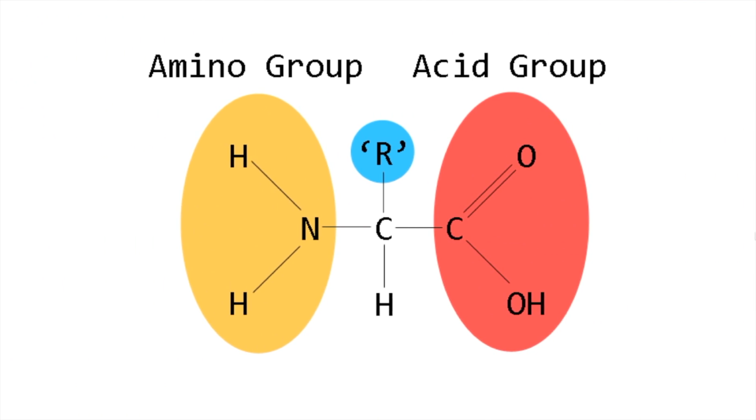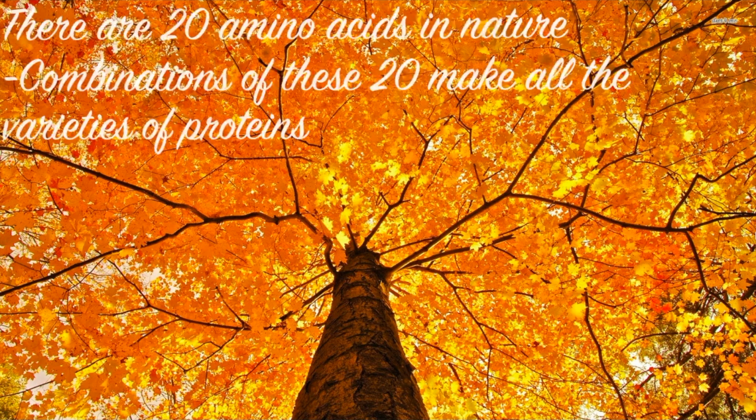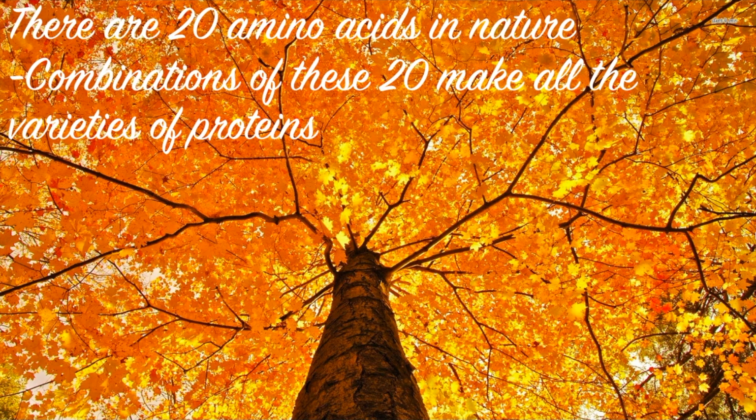A good memory trick to use for this is to remember peptide and protein both start with the letter P. To quickly clarify, all of these amino acids have an amino group and a carboxyl group, and what makes them different is their R group. In nature, there are 20 amino acids. Many combinations of these 20 acids make up all the varieties of proteins.